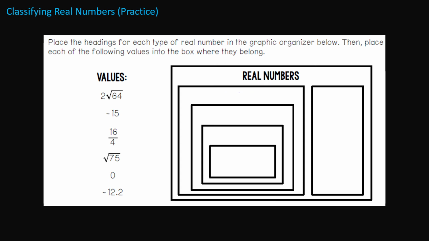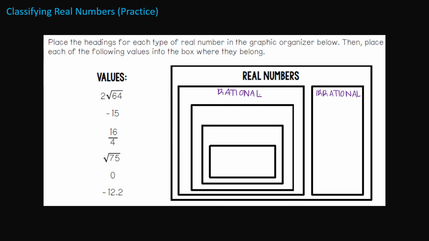Next, we have to separate between rational and irrational. Remember, rational numbers and irrational numbers are opposites. They do not include each other. They are separate. Both of them are real numbers, though.